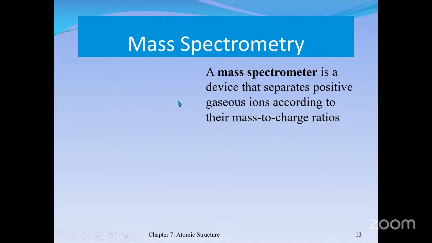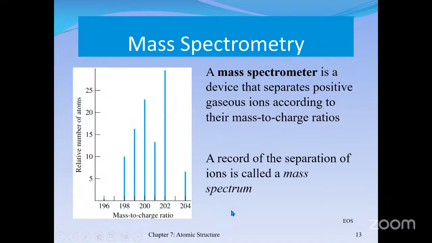ratios, all right? So let me show you what is called a mass spectrum, which is a record of the separation of the ions, right? So I think, if I'm not mistaken, this is the mass spectrum for the helium atom or the helium element, right? So if you look at this here, this is a plot of the relative number of atoms versus the mass to charge ratio. And basically, you'll notice that the helium atom, which has the greatest abundance in terms of the relative number of atoms, is the one that has a mass of 202, all right?